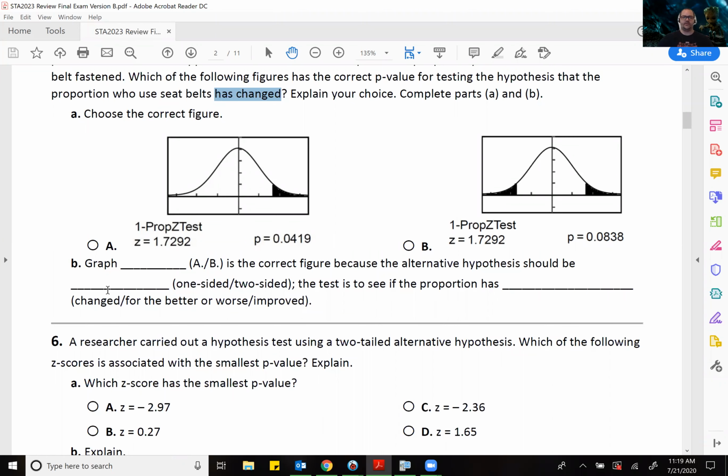Okay. The test is to see if the proportion has blank changed for better or worse, improved. So again, what are we testing? The keyword is right up there for us. We want to know that it has changed.